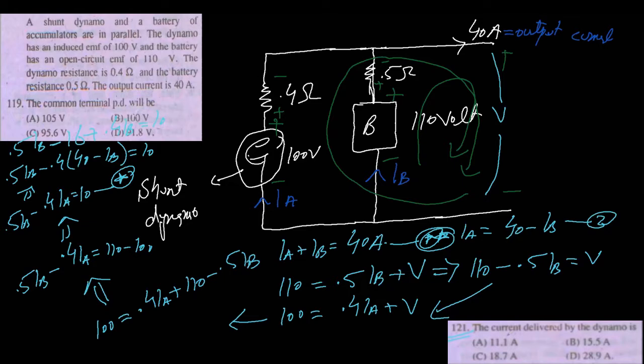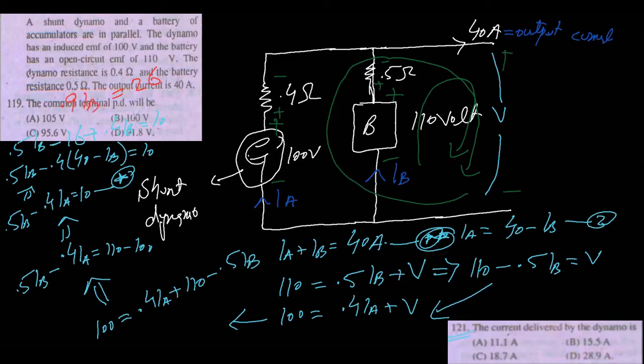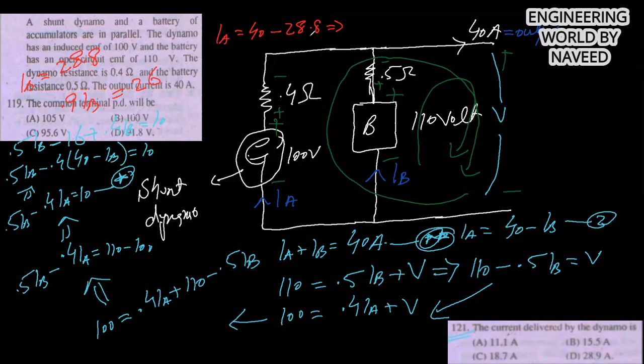So 16 will come over here, so it will become plus, so 16 plus 10 is 26, that's equal to 0.4 plus 0.5, so this will be 0.9 IB. So your IB will be equal to 26 divided by 0.9, so that is equal to 28.8. So your IB is 28.8. Your IA will be equal to 40 minus IB. IB is 28.8, and we will use the calculator for this: 40 minus 28.8.